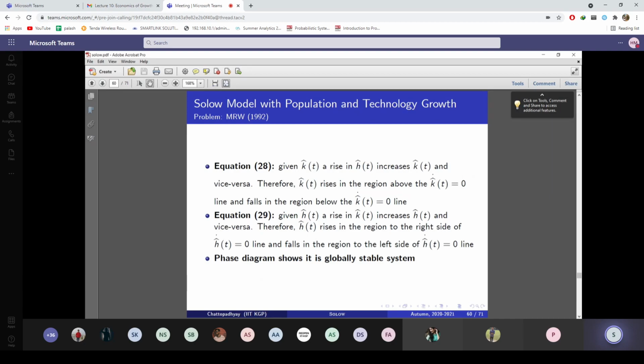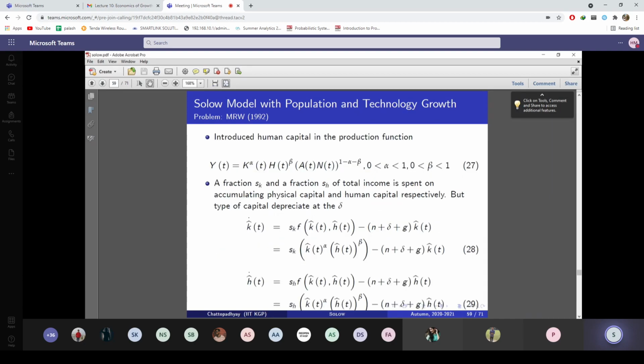The model is again the standard Solow model. The only difference is now there are two types of capital over here. One is physical capital, capital K, another is human capital, capital H. And what is the assumption? An SK fraction of total national income is saved to accumulate physical capital. An SH proportion of national income is saved to accumulate human capital. So you have two fundamental equations now, one for physical capital accumulation, another for human capital accumulation. What is the K hat and what is H hat?